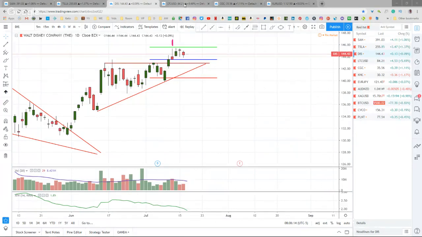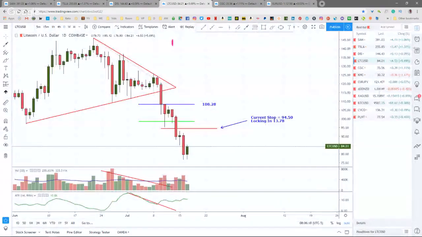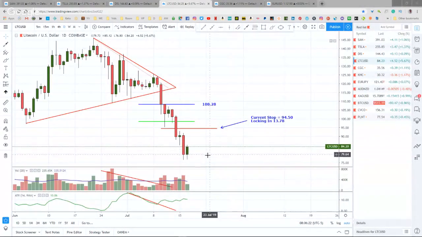So Litecoin, wow, you know, these cryptos have been really good. Currently, I got my stop down at 94.50 on this Litecoin short, locking in 1378. I'll leave it right there until we get a lower low, probably.